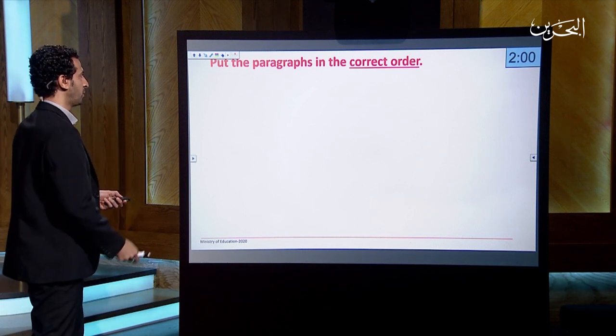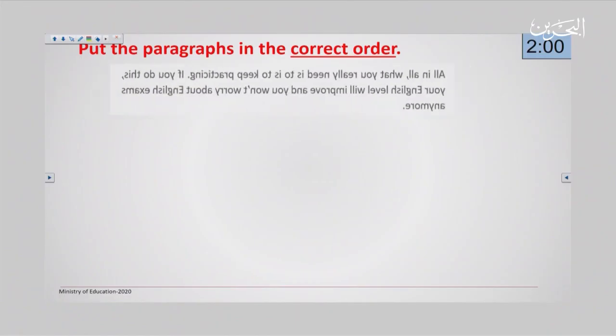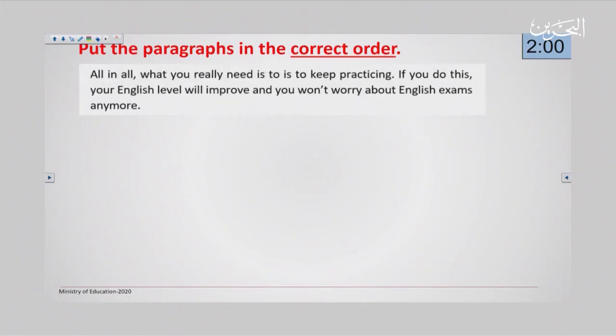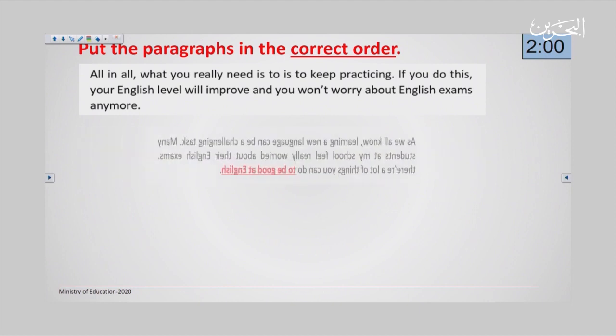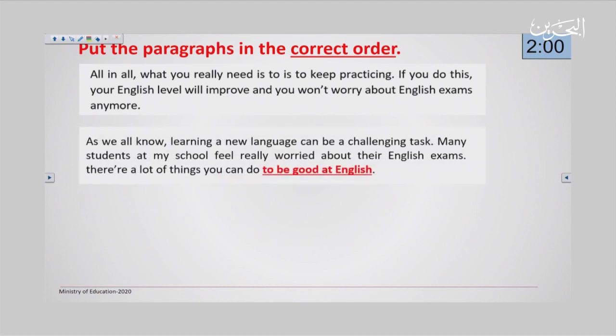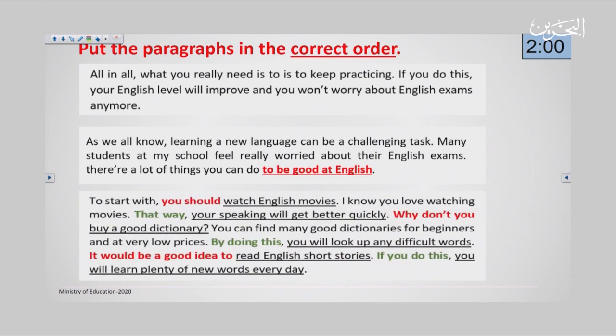Now, let's review the three paragraphs. This is the third one. This is the first paragraph. And this is the second paragraph. And the third paragraph. You have 2 minutes. I want you to read the three paragraphs carefully and try to put them in the correct order. So, which paragraph is the first one, the second one, and the third one?